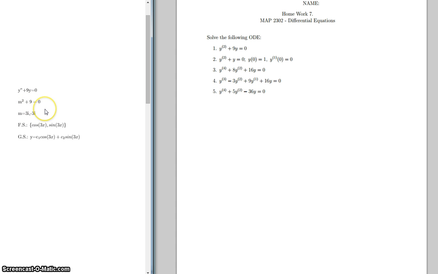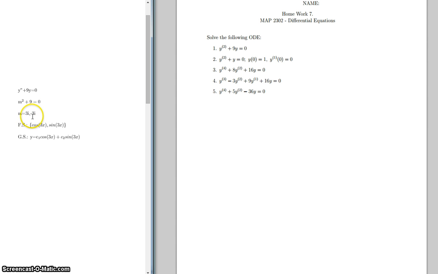So in our fundamental solution set, the elements which correspond to complex roots are of the form e to the alpha x times cosine beta x, and then e to the alpha x times sine beta x, where alpha is the real part of the root and beta is the imaginary part.